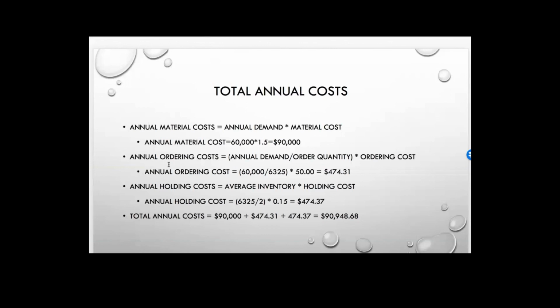Then back to the holding cost. Basically, you take your average, which is your EOQ divided by 2, multiply that by your holding cost per item, and in this example, it's 474.37. Then you add up all the numbers, and in this example, it comes out to 90,948.68.